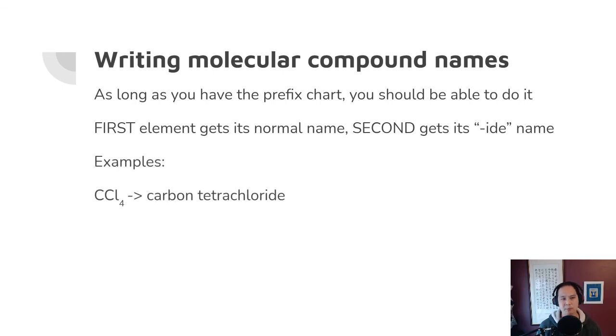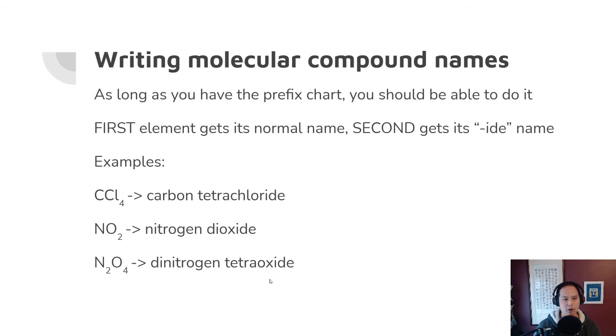Okay. So for example, CCl4 is going to be carbon. I give carbon its normal name, and then tetra prefix chloride. All right. Why is it tetrachloride? Because there's 4 chlorides here. NO2 is nitrogen dioxide. 2 O's, which means 2 oxygens, dioxide. N2O4 is dinitrogen, 2 nitrogens, tetra, 4 oxide, oxygens.